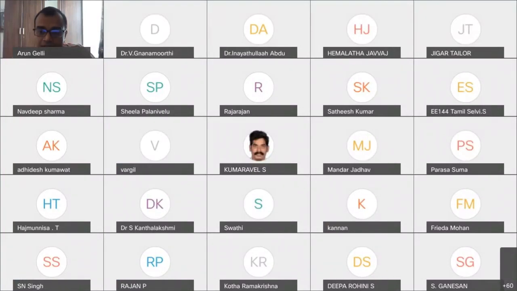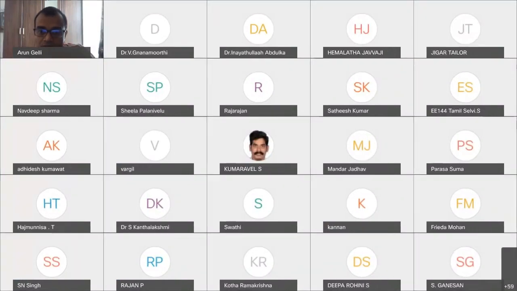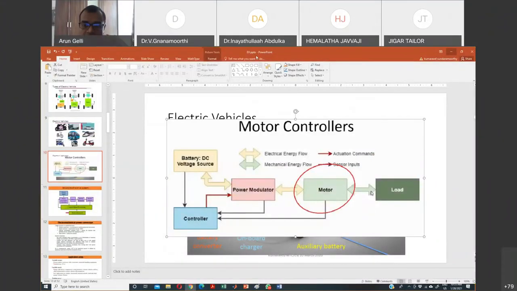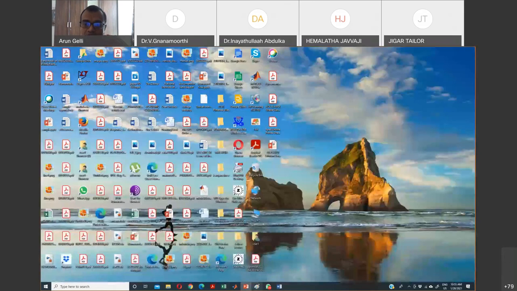Why peak torque is important in EV? This is because of the motor. This is not because of anything else. Unlike an engine, you don't have a separate peak torque or a nominal torque or anything. It's just only one curve. They don't have this overloading capability. And that's what is very much important.